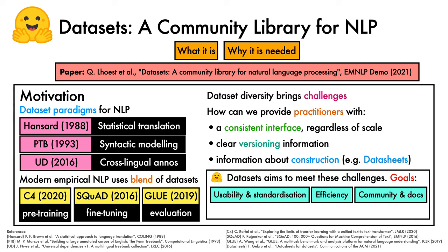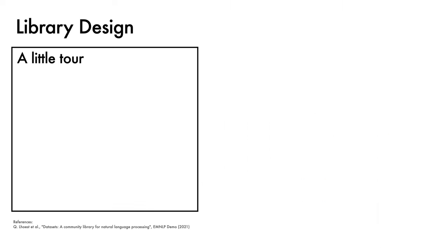Third, community and documentation. It is a community-built library with a broad collection of contributors. Each dataset is documented with a datasheet. The library itself is released under a permissive Apache 2.0 license. Let's take a little tour of the library to see how things fit together.